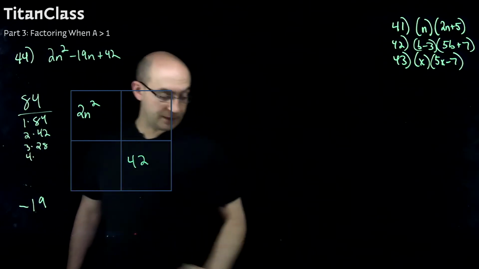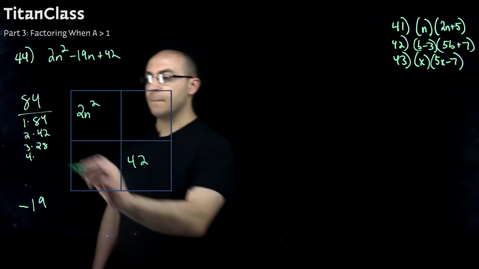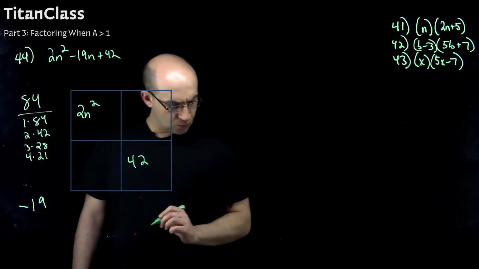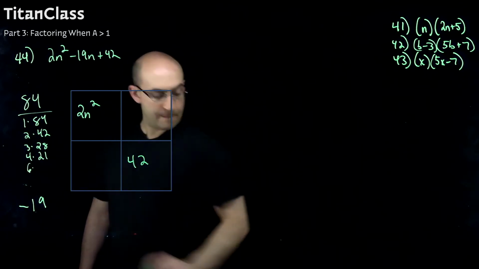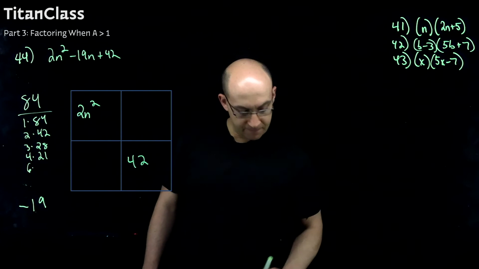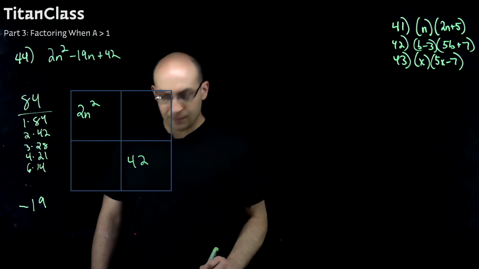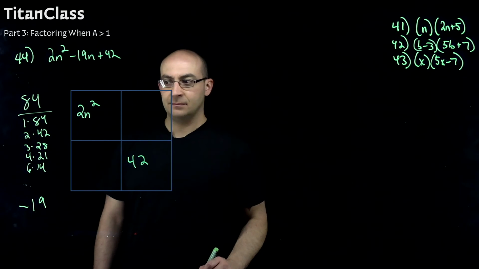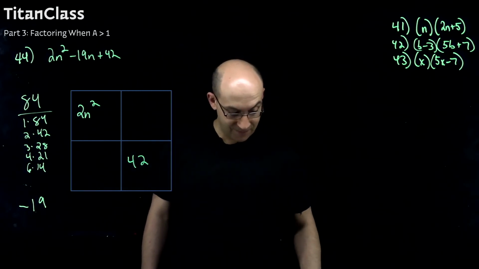4 will definitely fit. What's 84 divided by 4? 21. Ooh. No, not there yet. 5 doesn't work. Does 6 work? 6 and 14? Ooh. Nope. Wow. 7, huh? It's got to be 7.